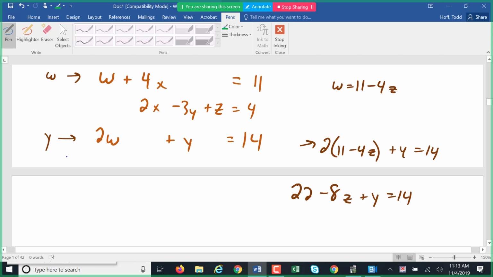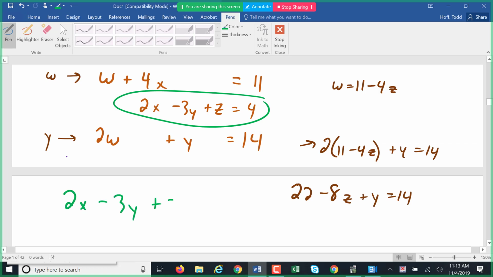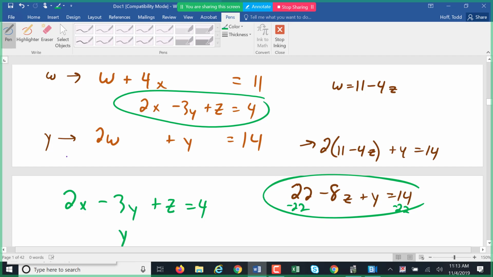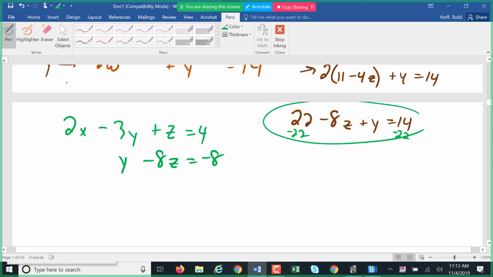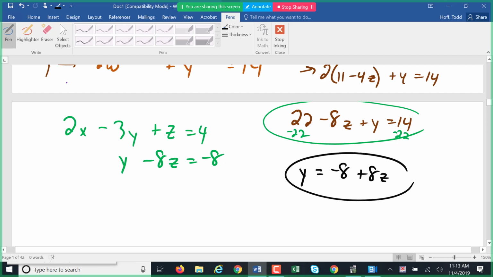So what we have here, we have 2 equations. We have this one, 2x minus 3y plus z equals 4. This one, I'm going to subtract the 22 from both sides and rearrange. I've got y minus 8z equals -8. I can solve this bottom equation in terms of y. Y equals -8 plus 8z, and substitute that into the second equation.